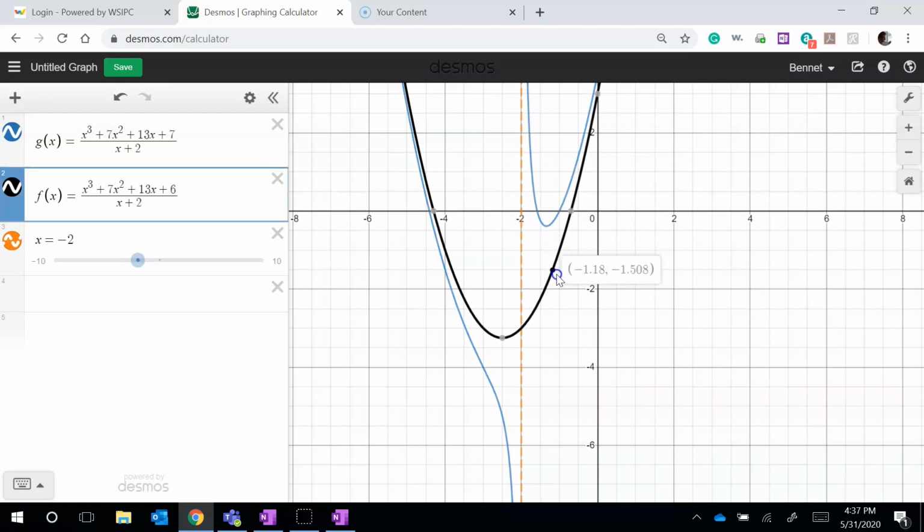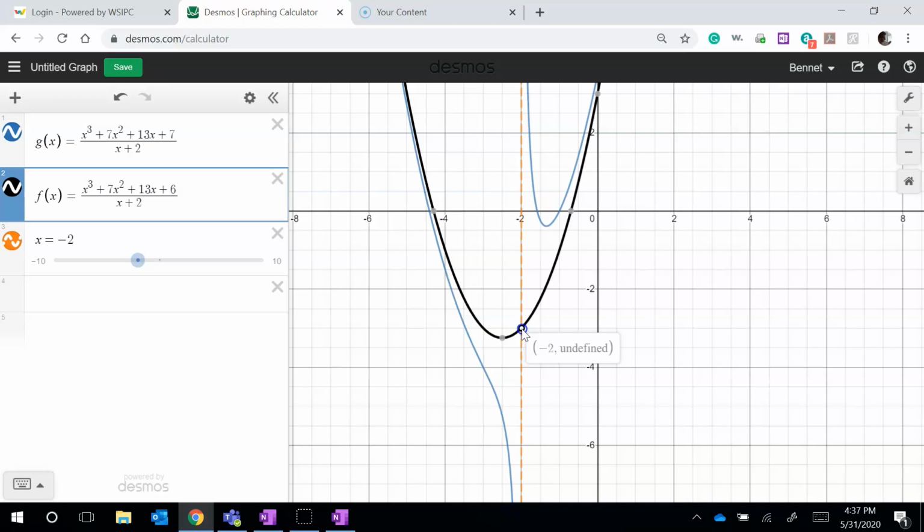I can tell, though, and Desmos does this nicely for me, that if I get close to exactly negative 2, there is a hole there. It is not defined because you cannot divide by 0. That is an impossible task. So we see it both ways, but they're showing up very differently.